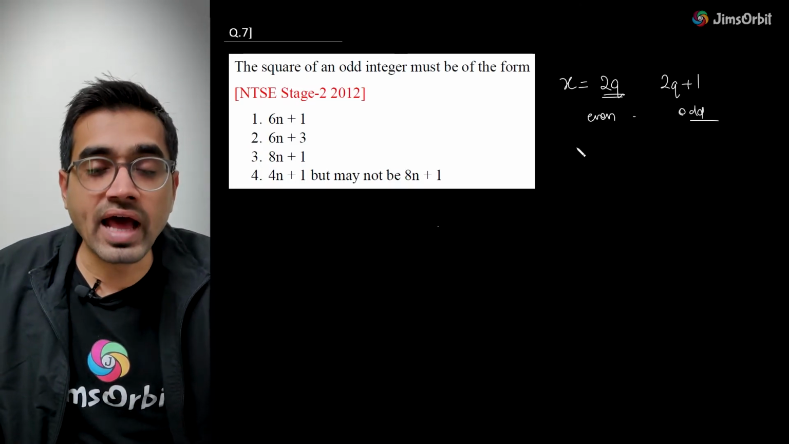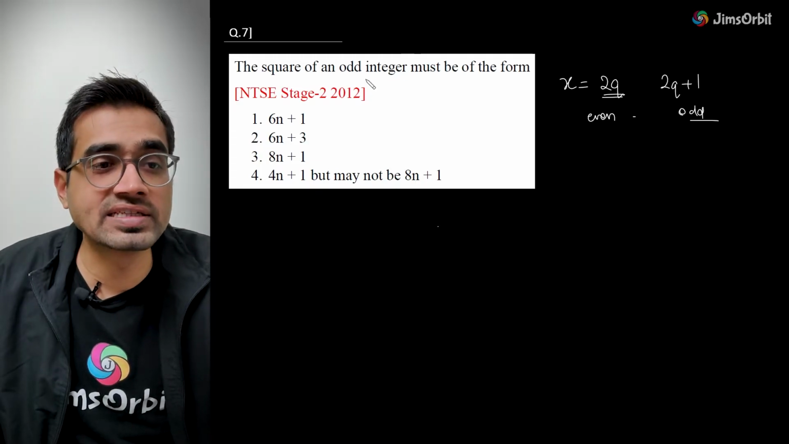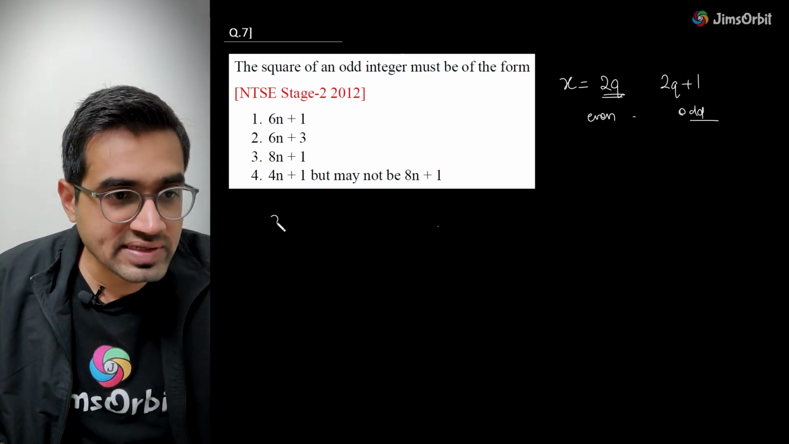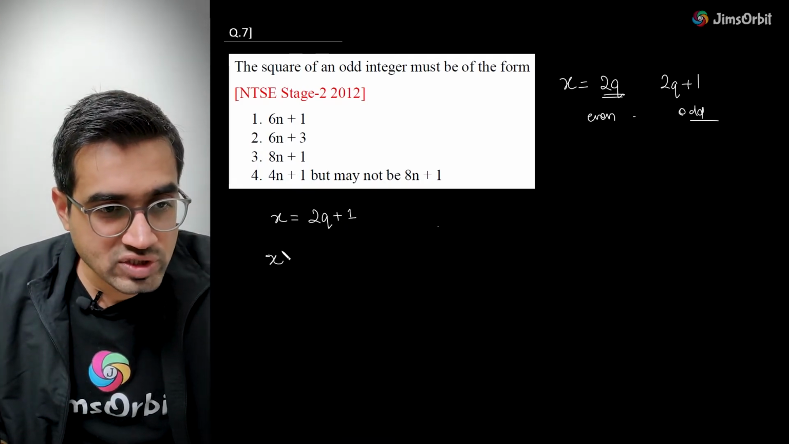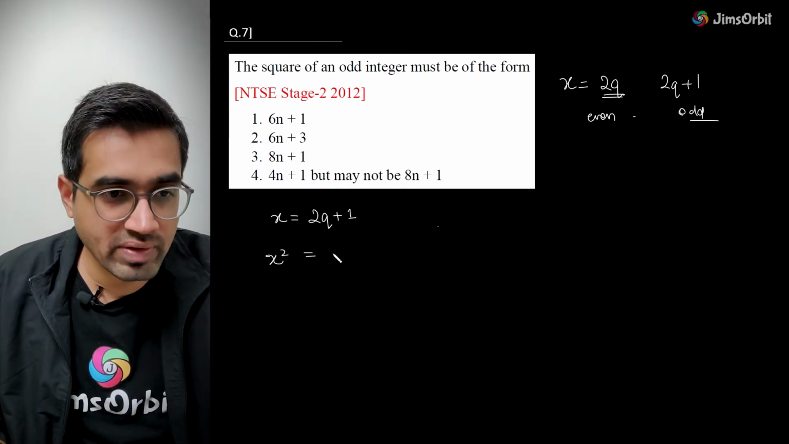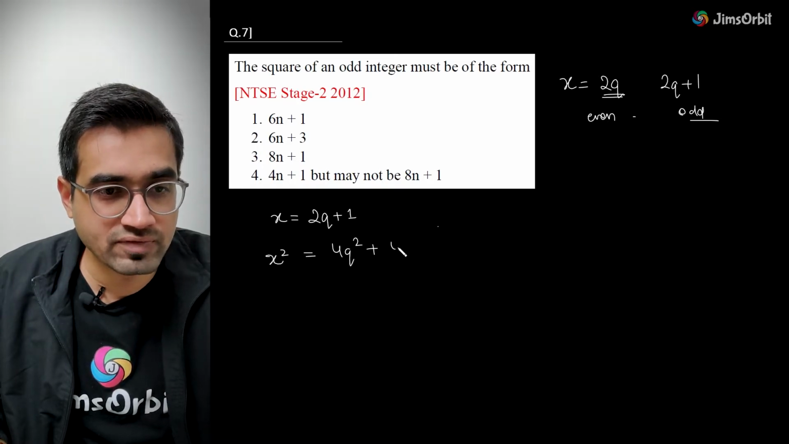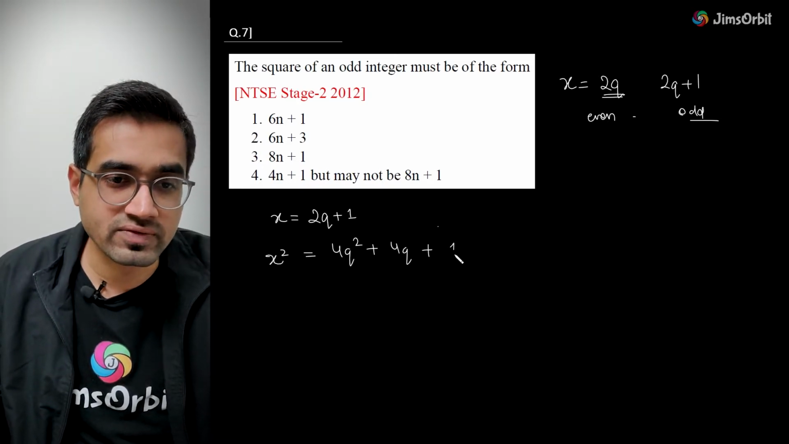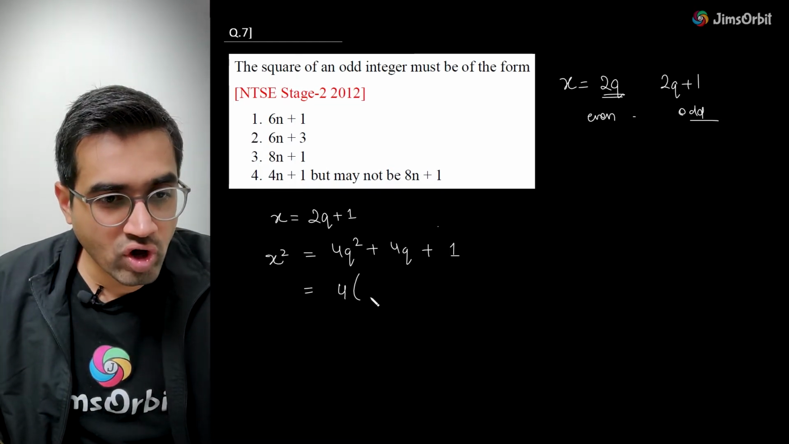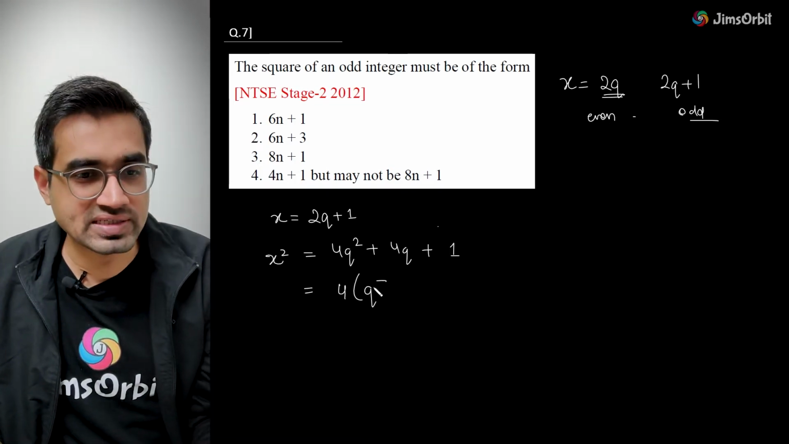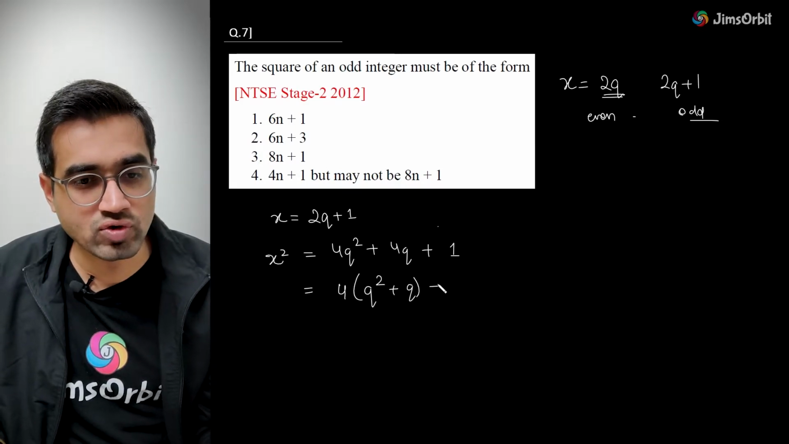Correct. Okay. Now notice one thing. We need an odd integer square. So consider the form 2q plus 1. So what will be x squared? The square of this number will be 4q squared plus 4q plus 1. Correct. Now in this, if you take 4 common, you get, this is taught in Euclid's, correct? 4 times q squared plus q, plus 1.